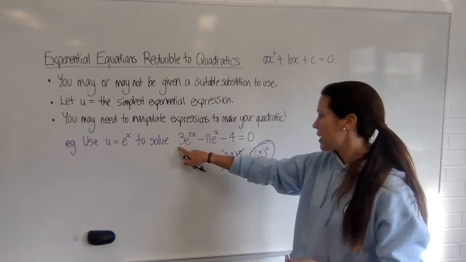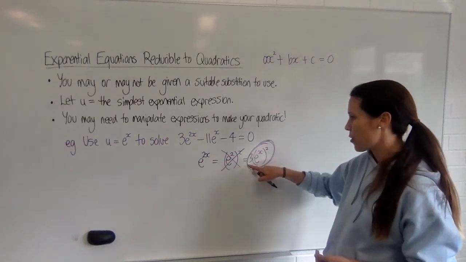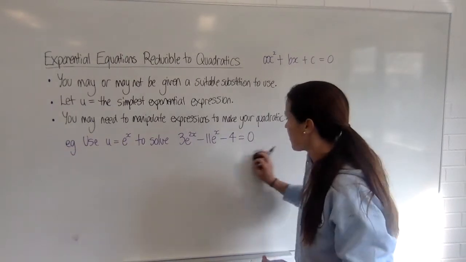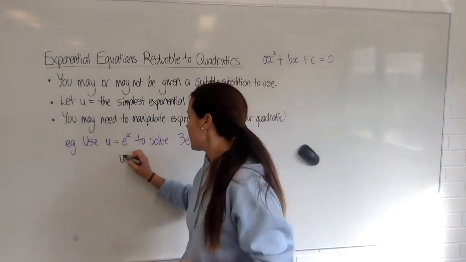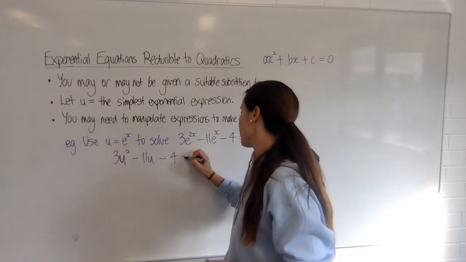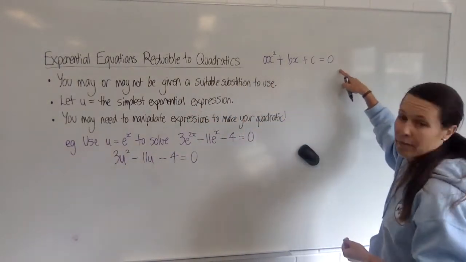So if I've got 3 lots of this, then I'm going to have 3u squared. And you can do that thinking in your head or in the margin. The more you do, the better you'll get at it. So we've got 3u squared minus 11u minus 4 equals 0. Now it looks like one of these.